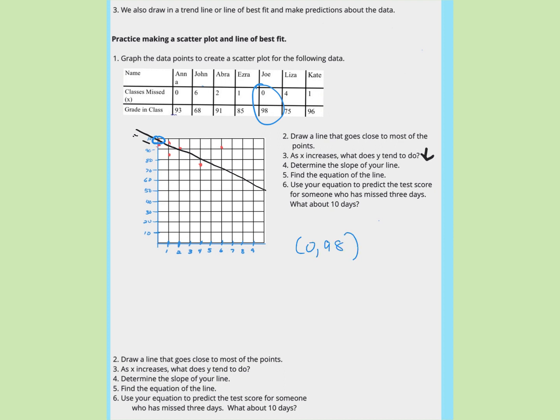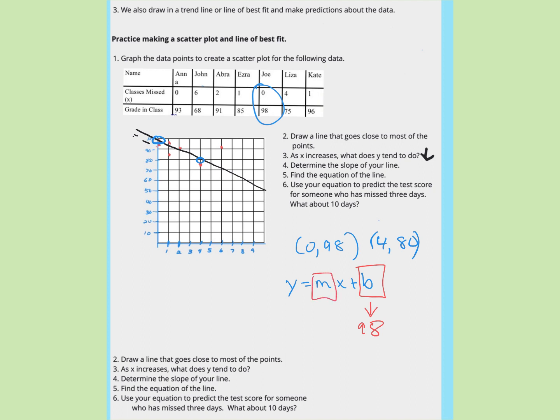And then the other point isn't a point on my actual graph, but it looks like my graph is going through this corner right here. And that corner looks like it's at the point (4, 80). So what I want to do here is find the equation y = mx + b. Because my value is at 0.98, I already know it's crossing the y-axis at 98. So my b value is 98.